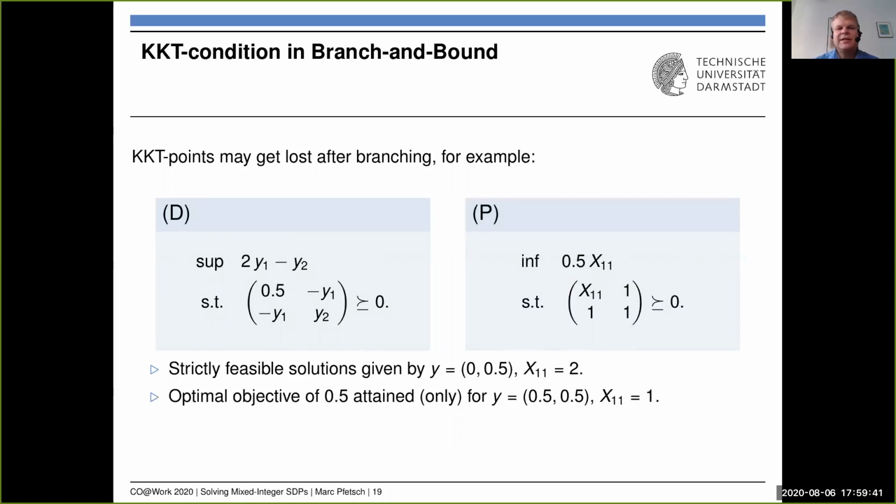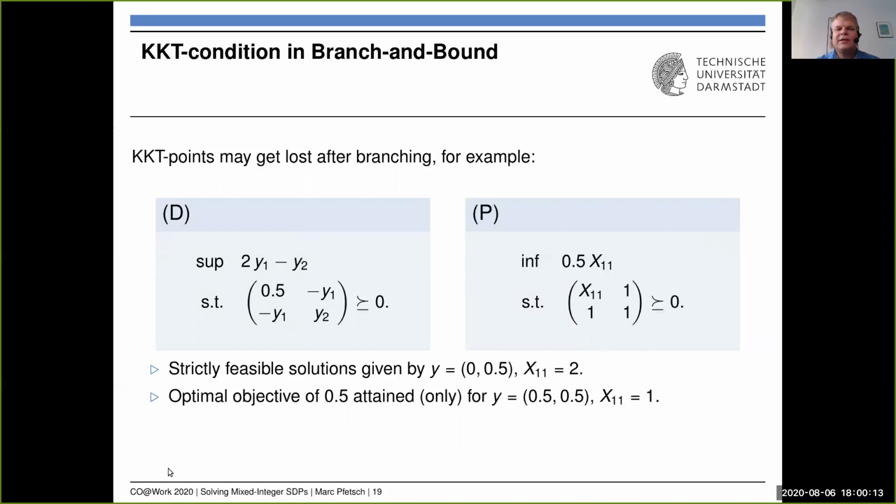If one looks at these problems a bit, then one sees that there's a strictly feasible solution given by y, where the first component is 0, the other one 0.5. And there's also a strictly feasible solution for the primal, where the matrix, the only non-fixed variable x11, is 2. So if you plug those in, then you get a positive definite matrix here and here.